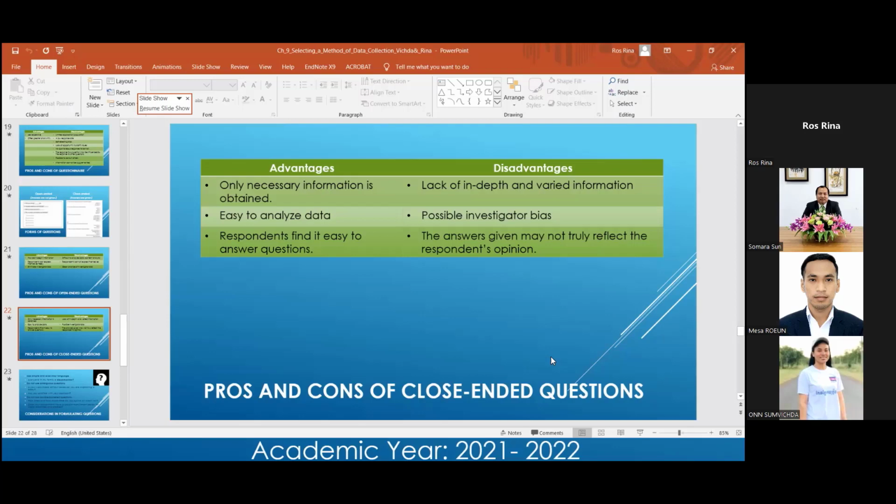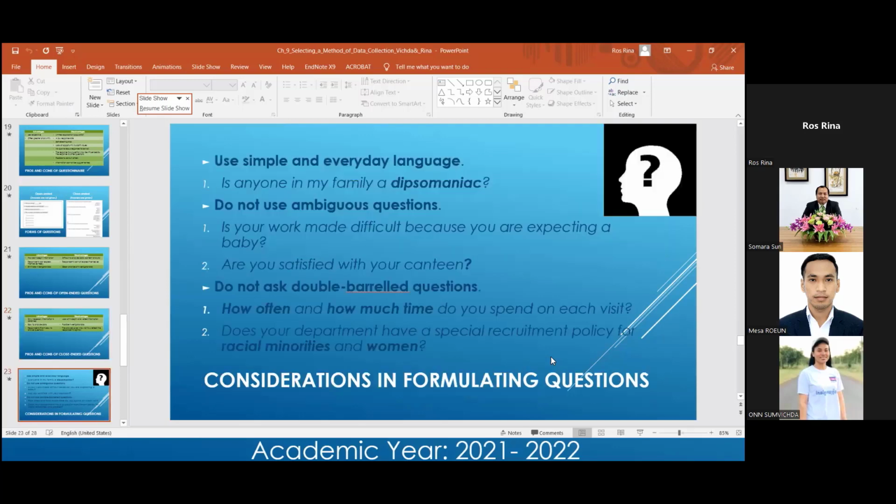Another one is a possible investigator bias. And the last one is that the answer given may not truly reflect the respondent's opinion. Sometimes the answers that are set up do not reflect what the respondent actually wants to answer. Okay, so this is about the close-ended question. Let's move to the next.